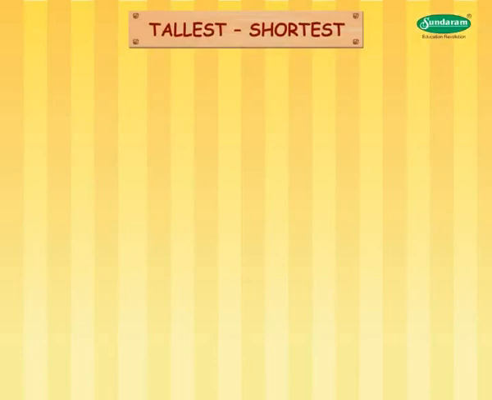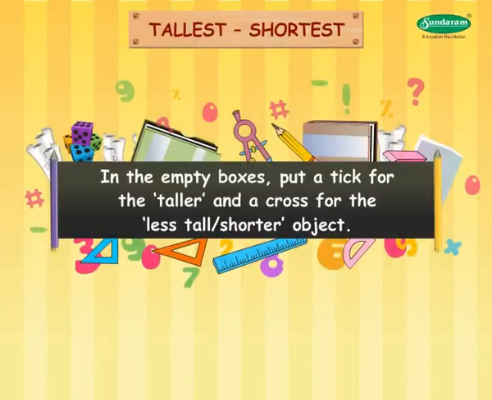Tallest, shortest. In the empty boxes, put a tick for the tallest and a cross for the least tall or shortest.